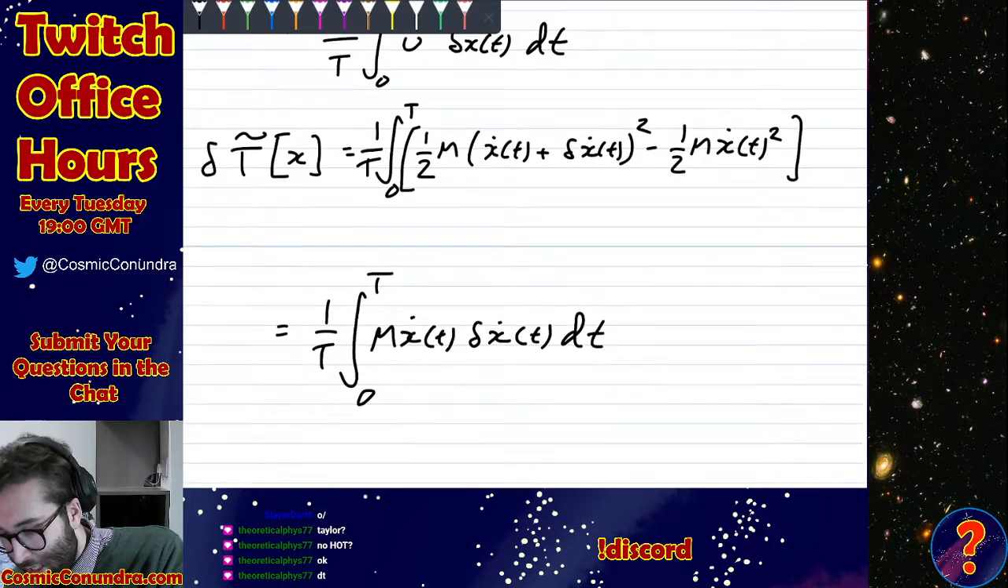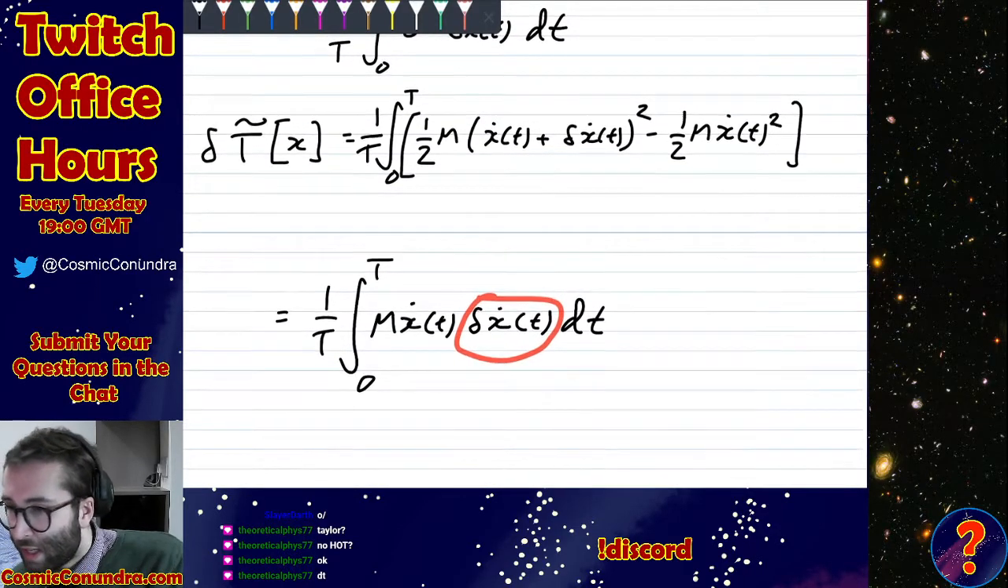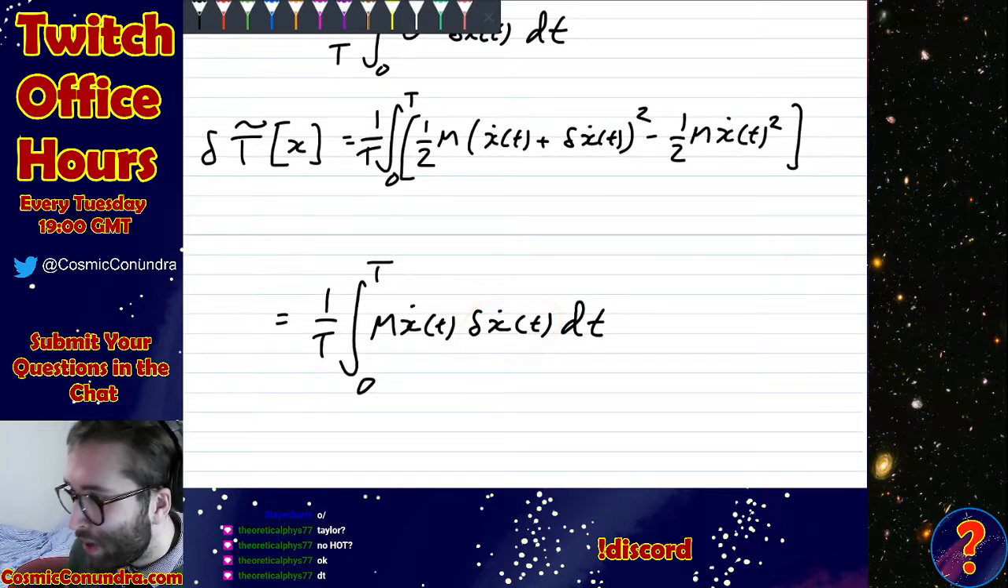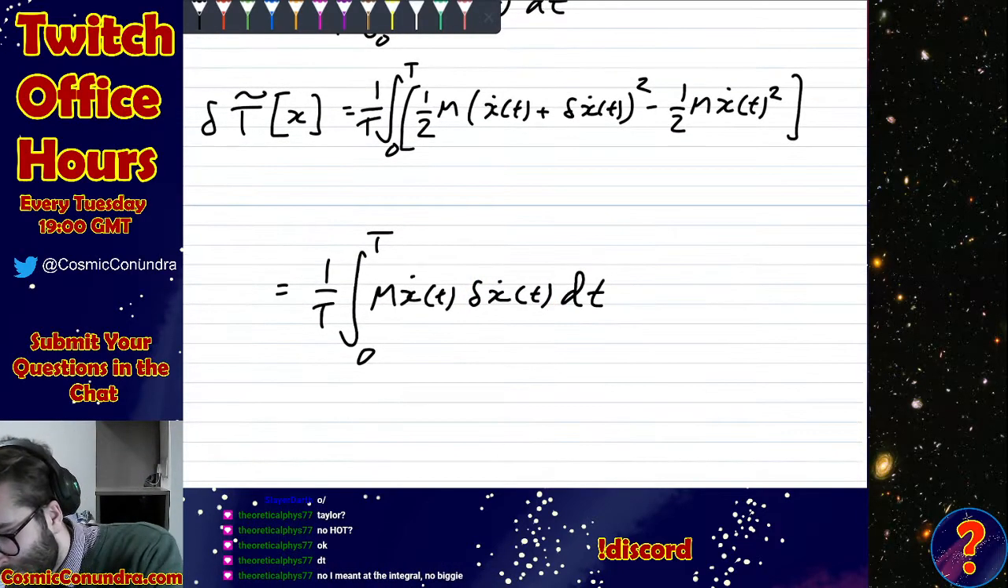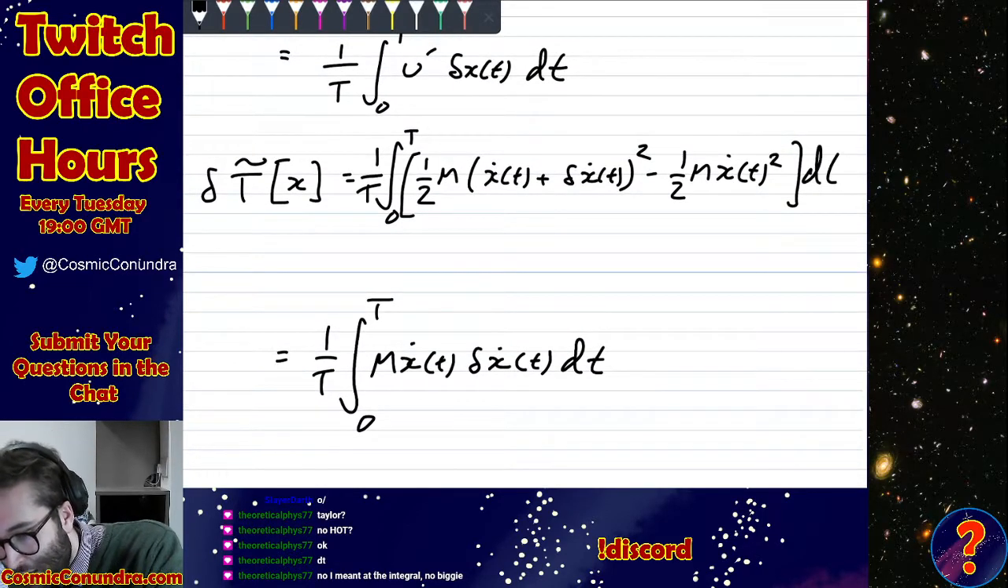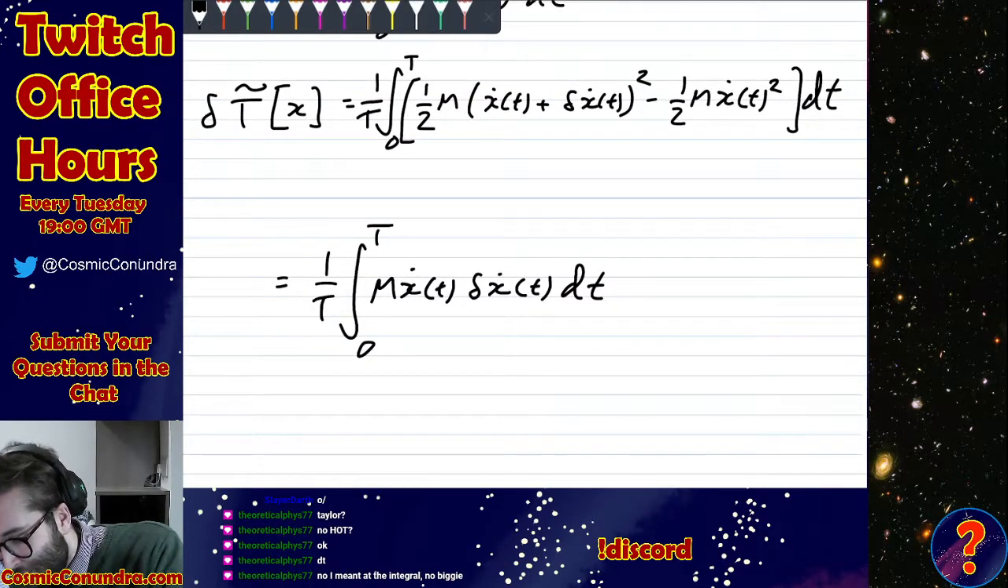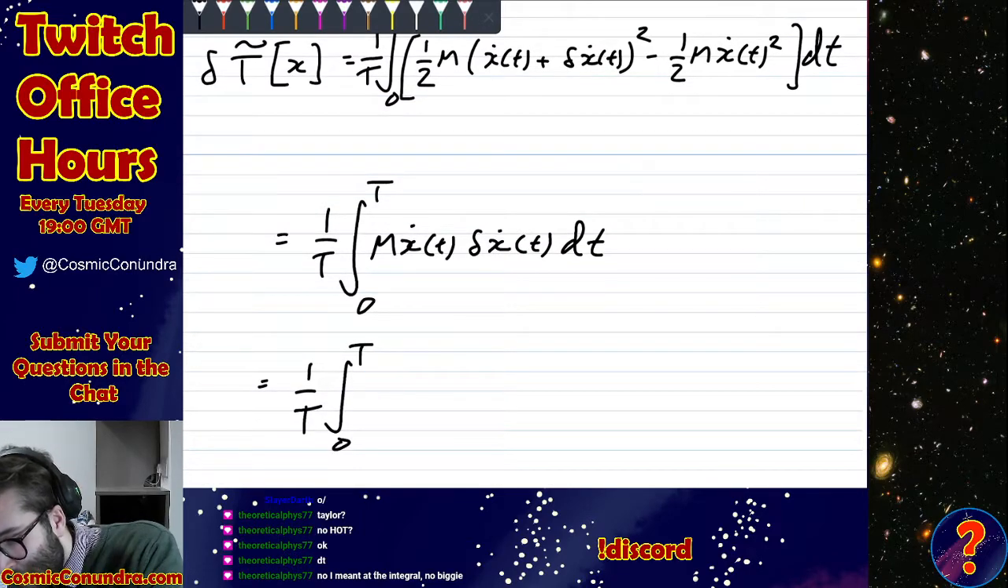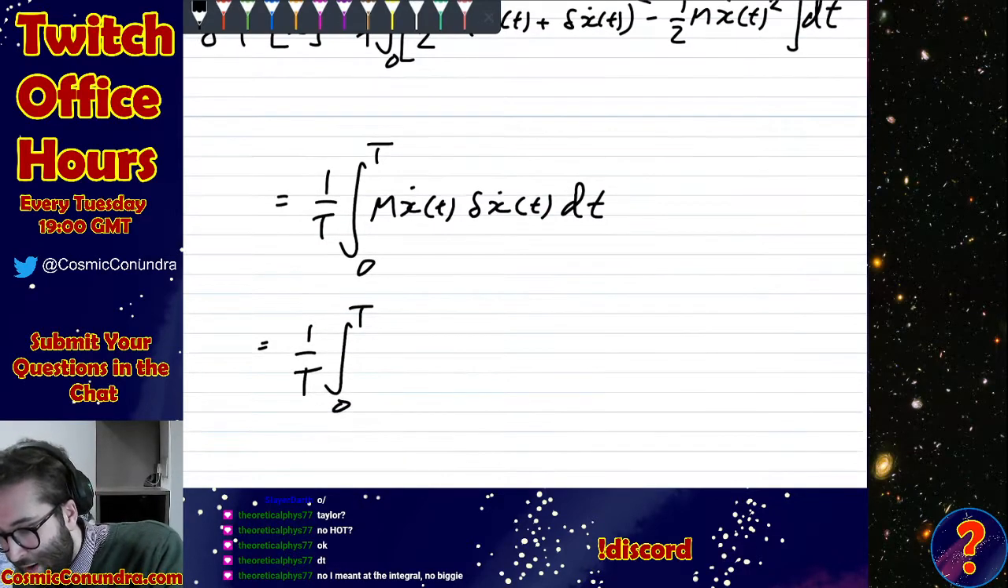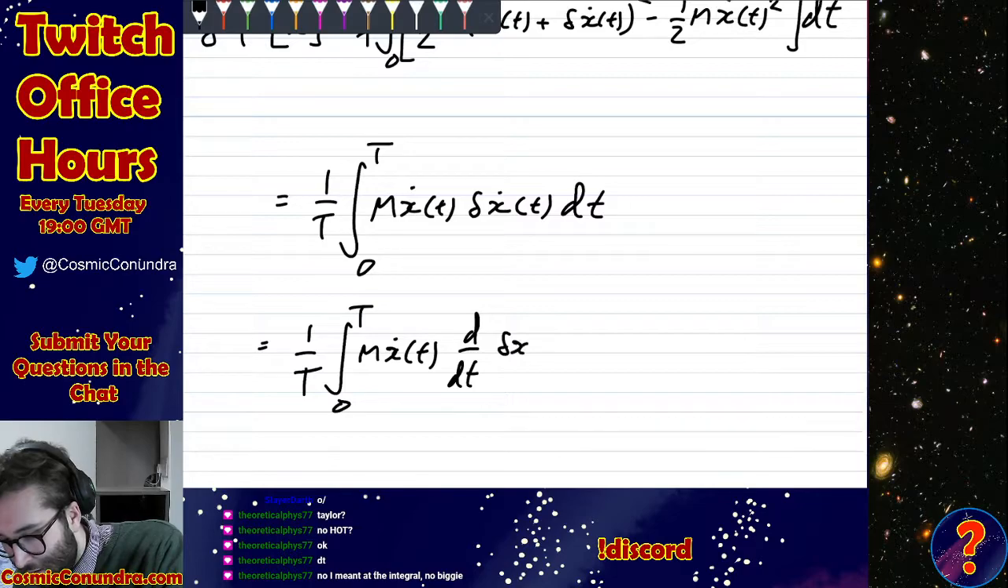But we don't want it in terms of the variation of the velocity. We want it in terms of the variation of the path. Oh, you meant at the integral. Oh, I see. Oh, yeah. Thank you. So I can rewrite this slightly. It turns out that the variation of the x dot, so the variation in the derivative of x, is actually the same as the derivative of the variation of x.